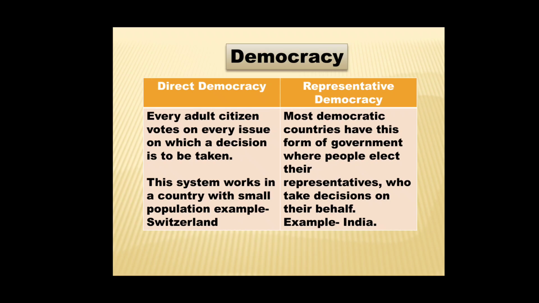Now, next is representative democracy. Most democratic countries have this form of government where people elect their representatives who take decisions on their behalf. Example India. We choose our government and then the government takes decisions on behalf of us. So the two forms of democracy are direct democracy and representative democracy.